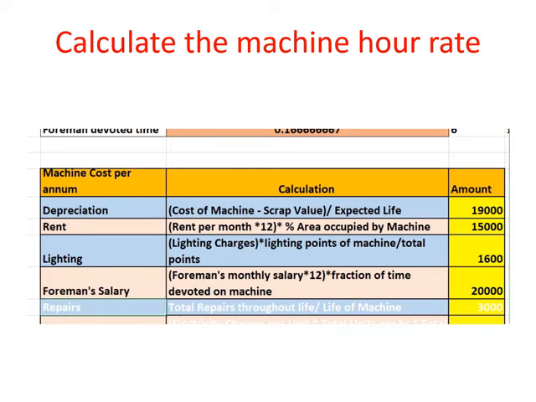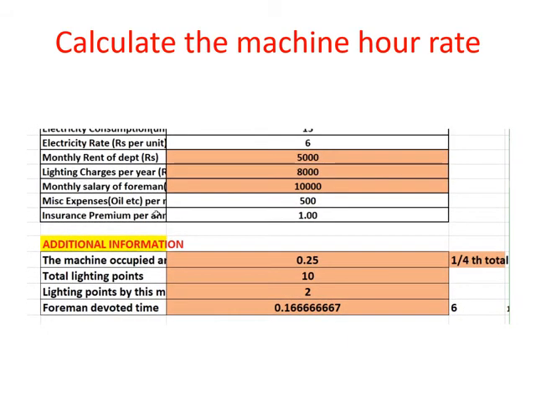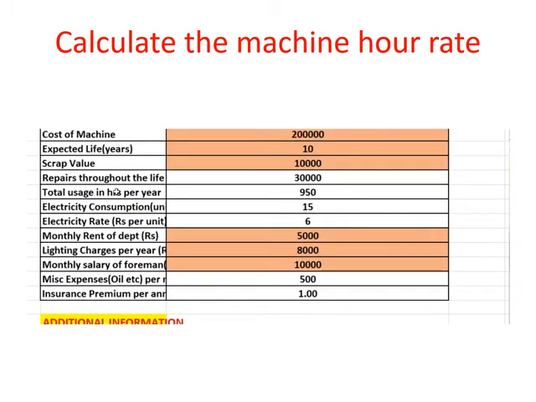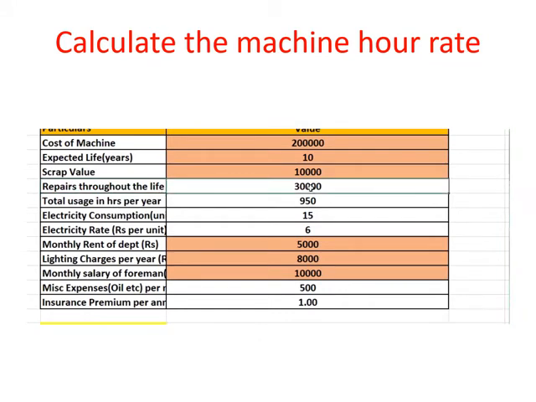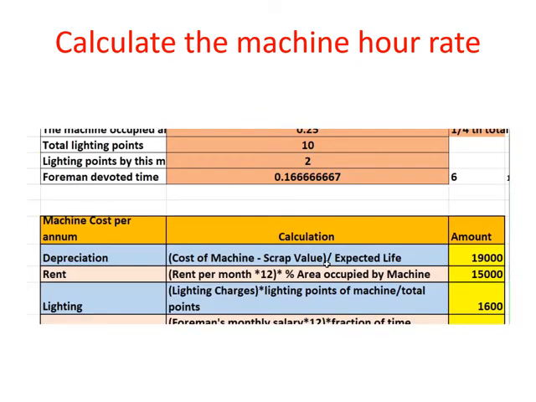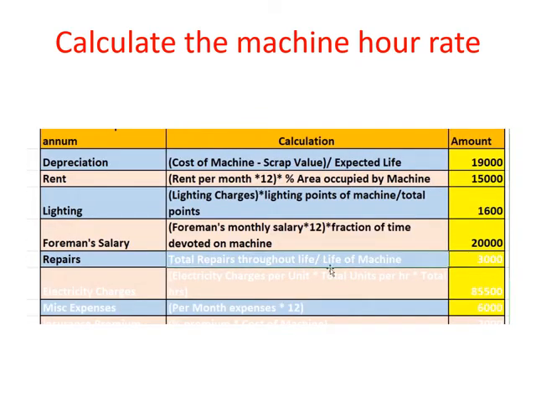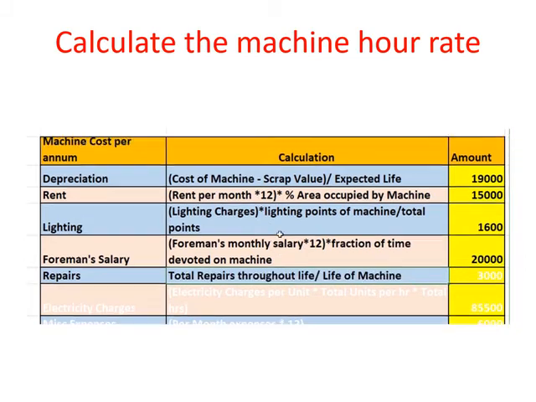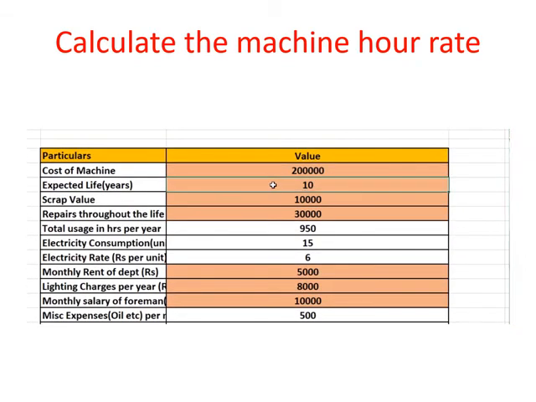So what is the next detail? It is repairs. How much repairs? What is that in the question? So we have repairs throughout lifetime. For the total lifetime itself it is given. So total repairs throughout the lifetime divided by the number of years the machine is going to be here. So what is the life of the machine? It is already used, 10 is the expected.